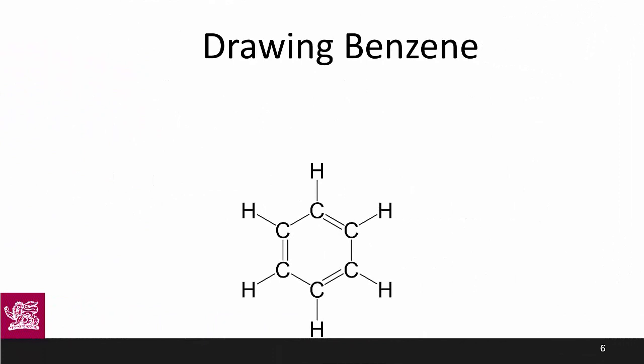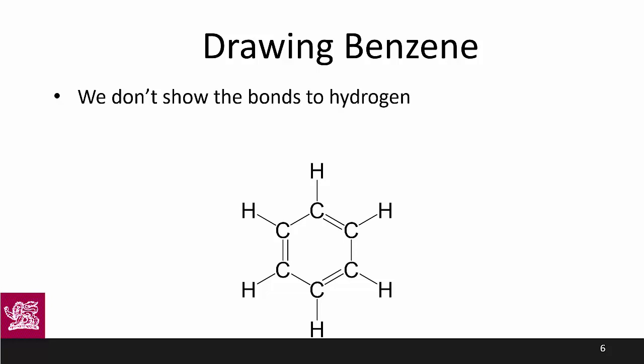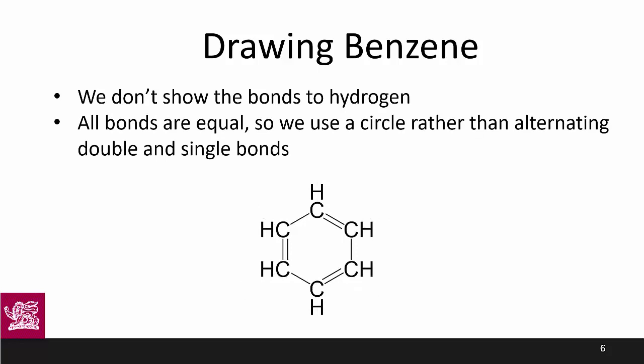For our course, we need to be able to draw the structure of benzene. We're going to take this structural diagram and we're going to make a few modifications to simplify things for you. Firstly, we're not going to show the bonds to hydrogen. Secondly, all of our bonds are equal, so rather than alternating double and single bonds, we're going to use a circle in the center of the hexagon.